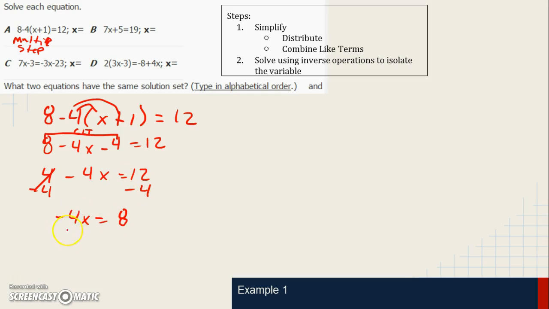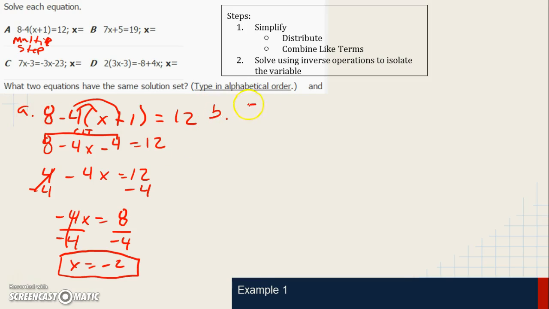And now we can eliminate the multiplication by dividing, because that is the inverse of multiplication. And we're going to divide by what we want to eliminate. So we have x equals 8 divided by -4, which is -2. So for this first equation, our answer is -2. And that was A. Now let's go ahead and do B.